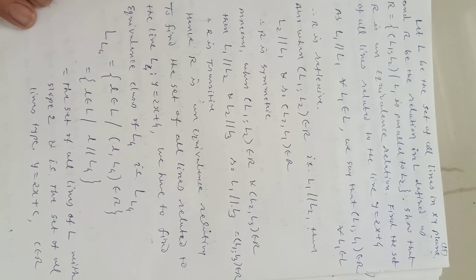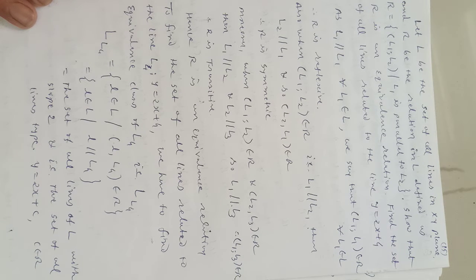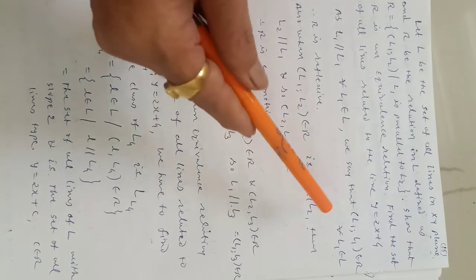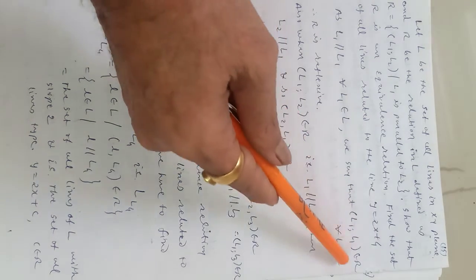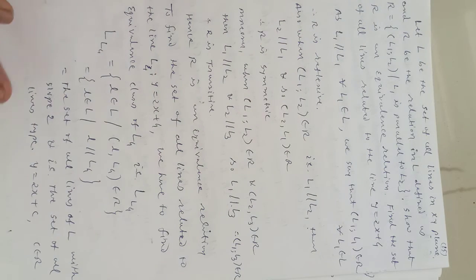Okay, first of all, let's check whether it is an equivalence relation or not. What do you think about reflexivity? Try it yourself. Obviously L1 is parallel to L1, since L1 is itself L1. Every L1 belongs to the given set L. Can I say L1 is parallel to L1? Definitely. Therefore the pair (L1, L1) belongs to R for every L1 a member of L. So R is reflexive.